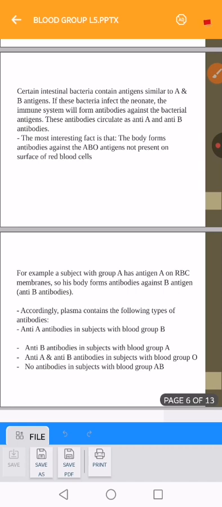And the fourth one, those with blood group O, don't have antigen on the surface of the RBCs, and they have antibody to A and B in the circulation. So those are the 4 types of blood group: anti-A antibody in a subject with blood group B, anti-B antibody in a subject with blood group A, anti-A and anti-B antibody in a subject with blood group O, and no antibody in a subject with blood group AB.